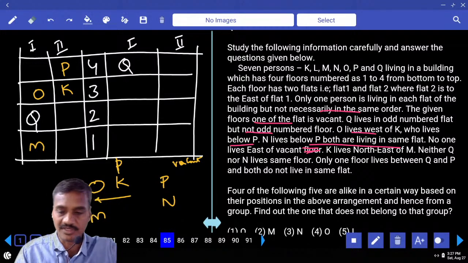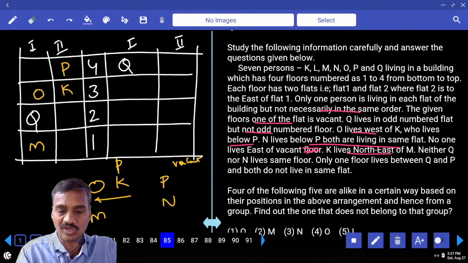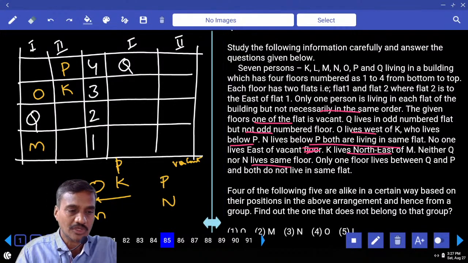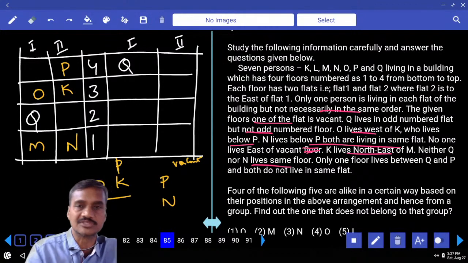M-O-N-K. And next one, K lives to the northeast of M. Neither Q nor N lives on the same floor. Q and N are not living on the same floor. Hence N cannot be here. Where should this N be? N must be here.